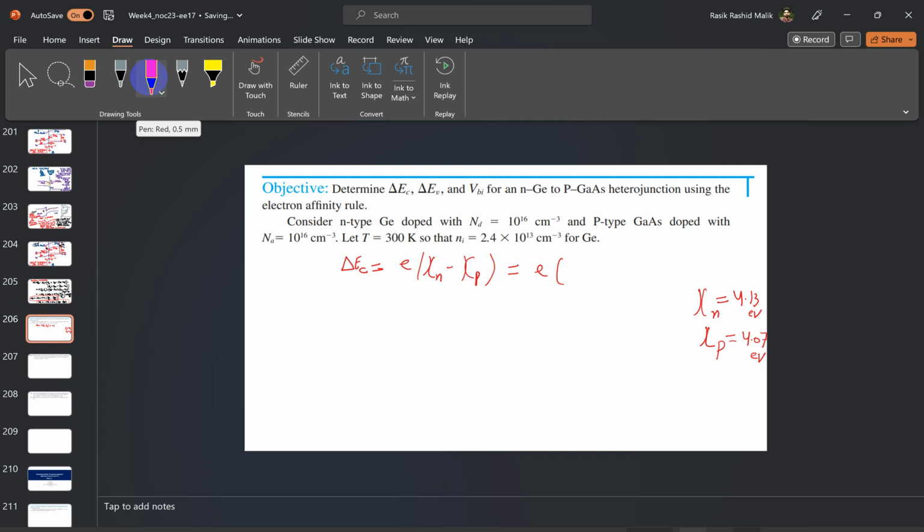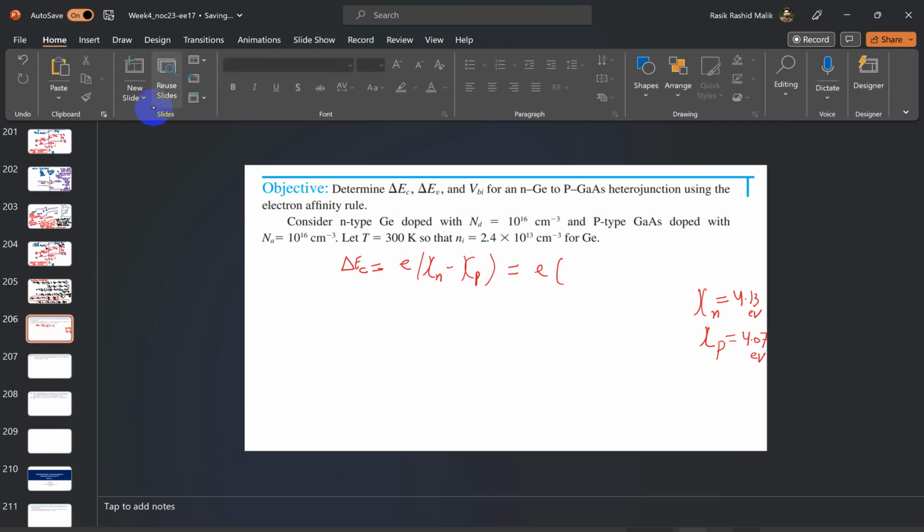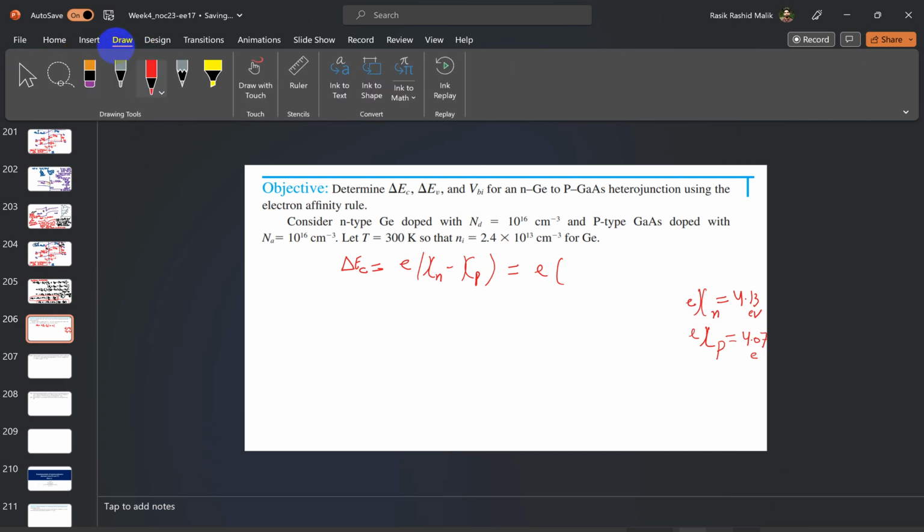I should be writing it this way only. So since this is in the units of electron volt, I can write this E chi n minus E chi p as 4.13 minus 4.07, so that is equivalent to 0.06 electron volt. So this is delta EC. This solves one part of this question, and the next part is about calculating the delta EV.